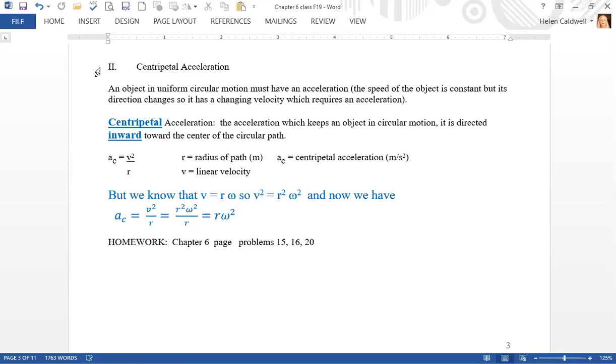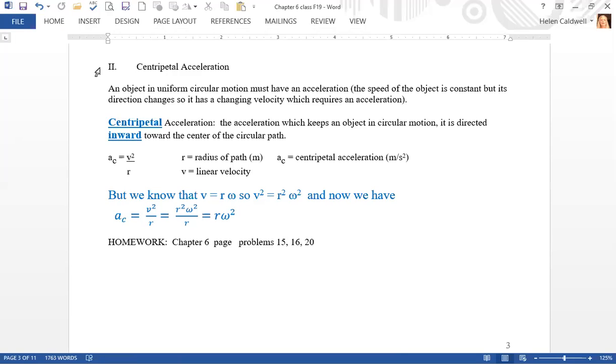So anyhow, it requires a centripetal acceleration. That's the acceleration that keeps an object in circular motion, and it is directed inward towards the center of the circular path. Some people confuse this with centrifugal. Centrifugal has an F in it, and it is the equal but opposite force. When you think of centripetal with a P and centrifugal with an F, they form action-reaction pair forces, and we'll talk more about that later.